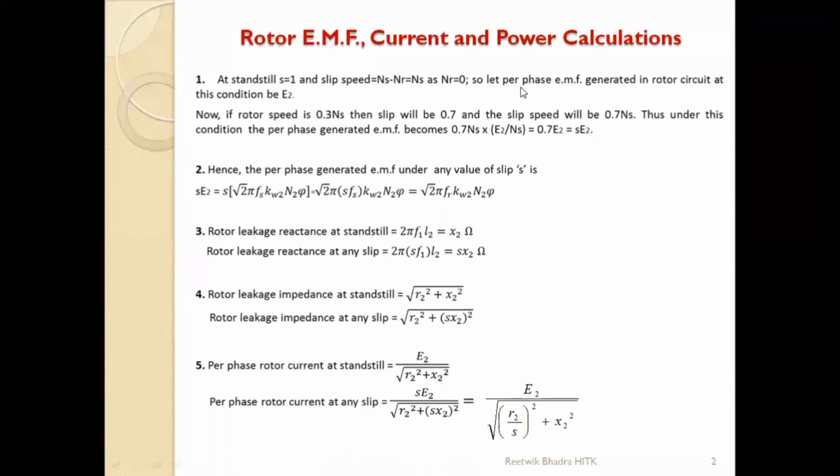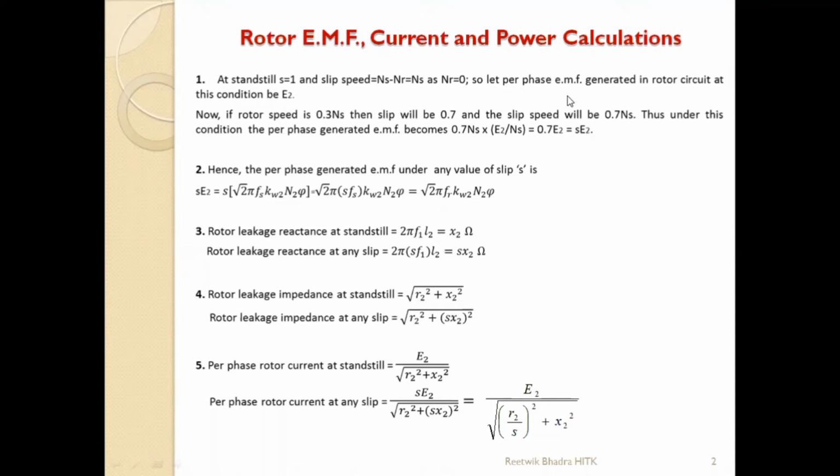So please be careful about that. E2 over here is per phase EMF, and VL equal to root 3 VPH in star, VL equal to VPH for delta. Sorry, VL equal to VPH for star, VL equal to root 3 VPH for delta.